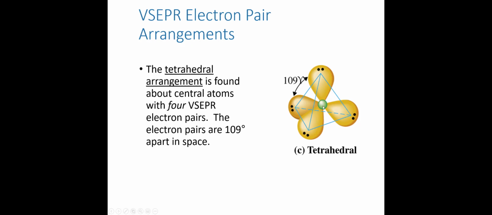Again, a central atom must have at least 2 atoms bonded to it. So there's no 1 atom and 3 lone pairs. That's not possible.